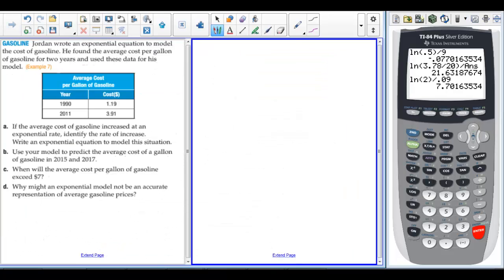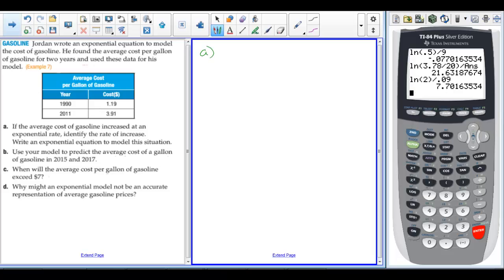Jordan wrote an exponential equation to model the cost of gasoline. He must have been bored. He found the average cost per gallon of gasoline for 2 years and used these data for his model. So we have the year 1990, it was $1.19. 2011, it was $3.91. If the average cost of gasoline increased at an exponential rate, identify the rate of increase. Write an exponential equation to model this situation.